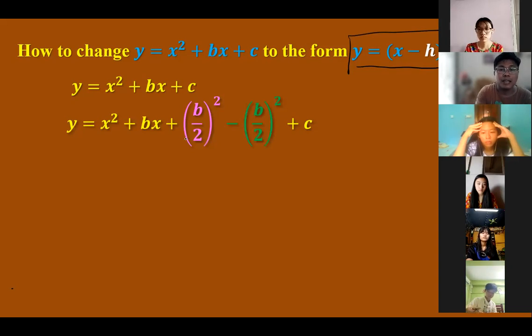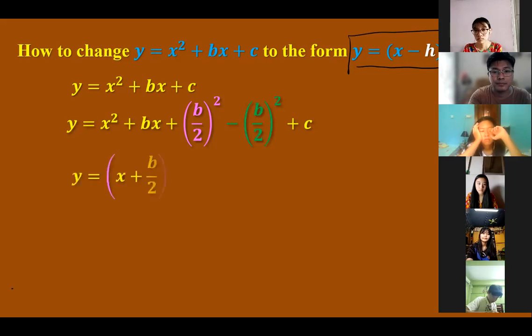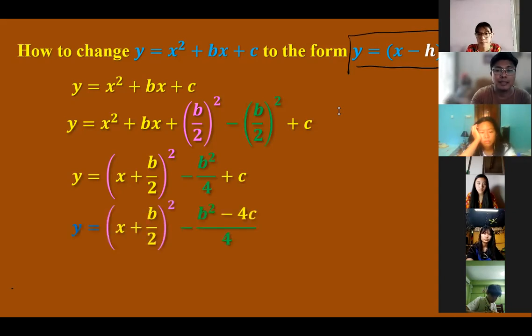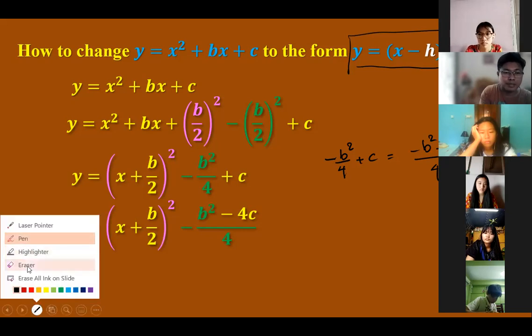a plus b by 2 the whole square. Now, b squared by 4 plus c is done. Minus b squared by 4 plus c, so 4 minus b squared minus c.